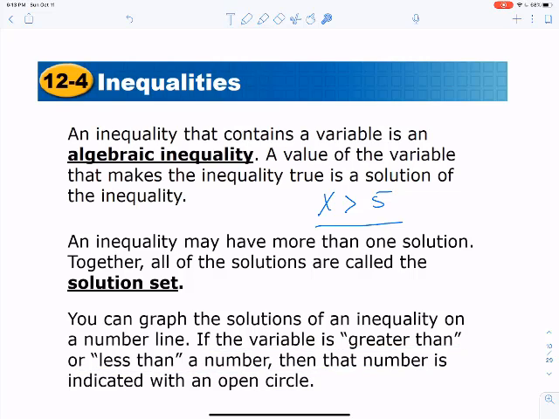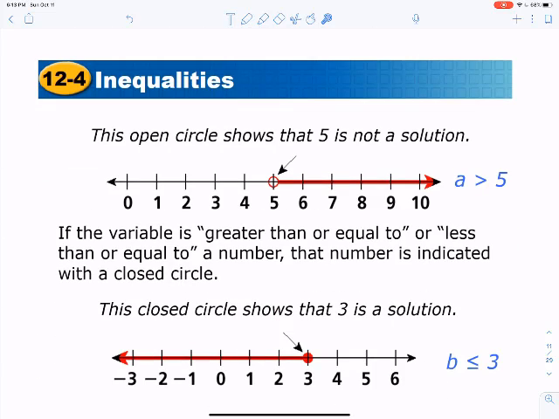So let's talk about the open circle. It says this open circle shows that 5 is not a solution. So it starts at 5 but doesn't include 5, and it continues left, or numbers that are greater than 5. Not greater than or equal to 5, but just greater than 5.